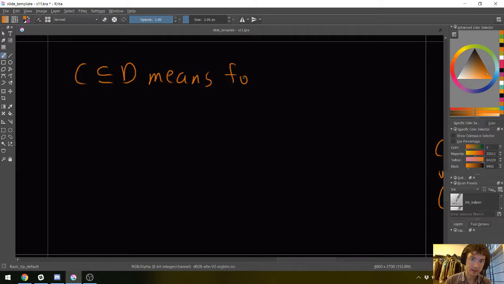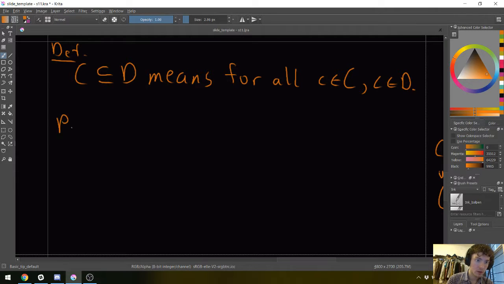Yeah, let's be a little more precise. It means for all elements, I'll call the elements in C lowercase c. So if I'm writing this definition precisely, for all c in C, what is true? c is in D. Yeah, c is in D. Okay, so that's the definition. Now, we're trying to prove that the empty set is a subset of A. So to prove that this is true, what do I have to do? I have to show for all elements of the empty set, that element is also in A. What's the next line of the proof?